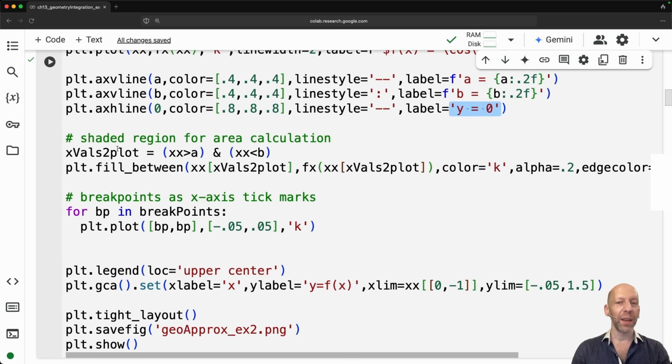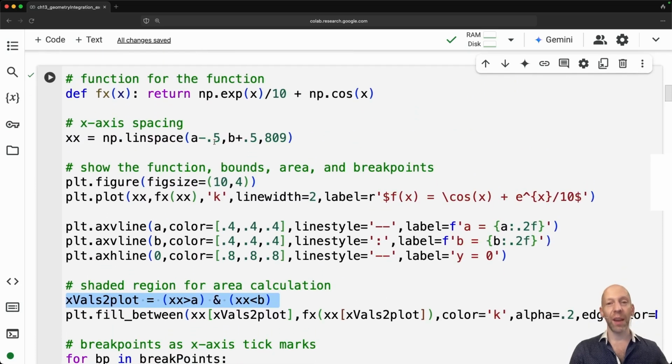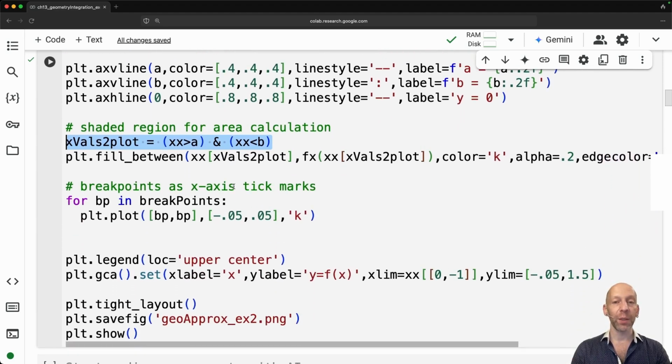And then here is where I calculate the x-axis points for the area. So the area is visualized, not calculated. We'll get to that in the next exercise. The area, that patch that I'm using the function fill_between for, is x values between a and b. So it's x values that are greater than a and less than b. Again, you can see the distinction here between the x-axis resolution for visualization versus the x-axis resolution for calculations and approximations.